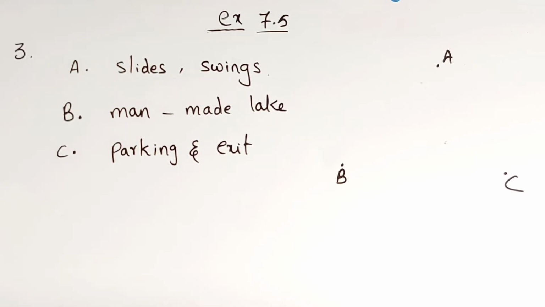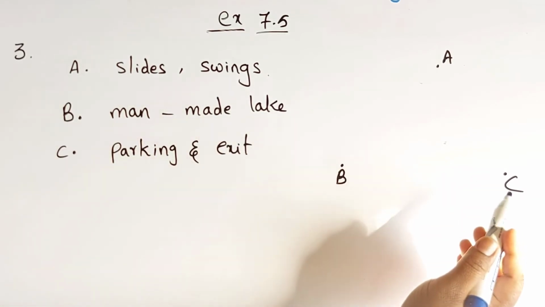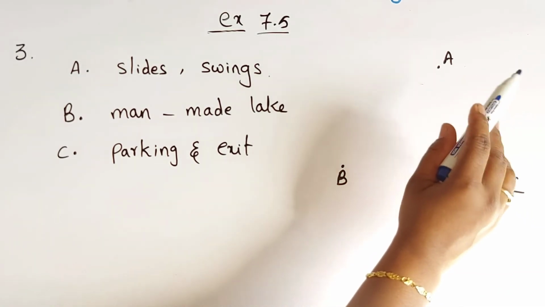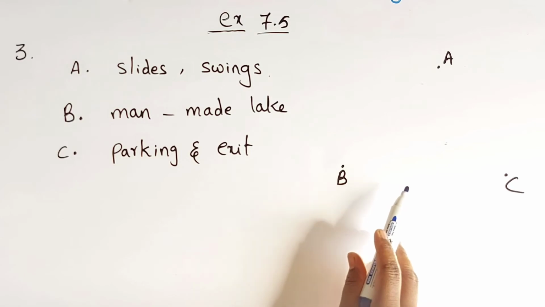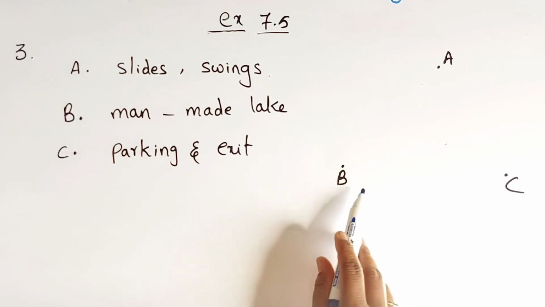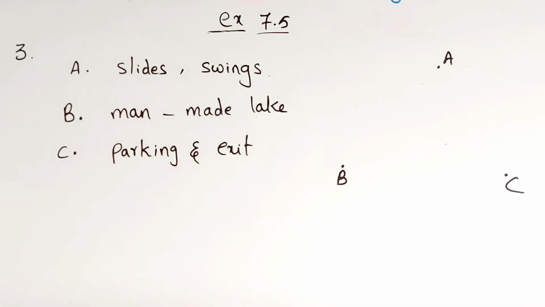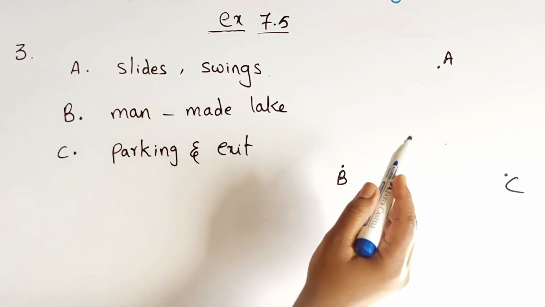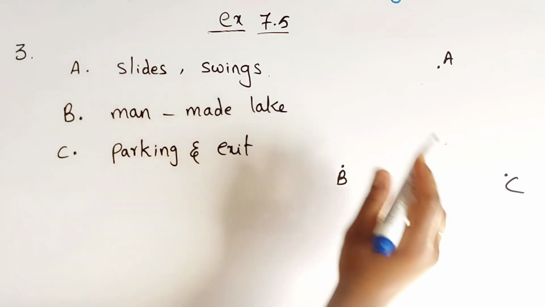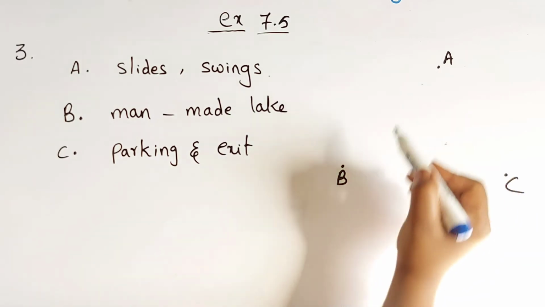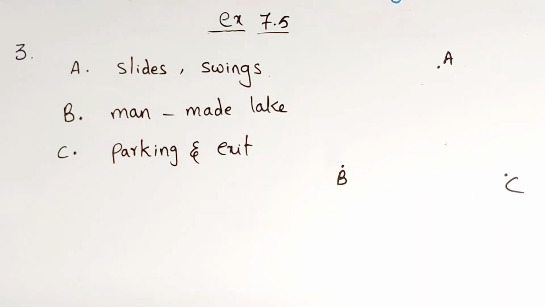Question 3, children. In a huge park, people are concentrated at three points. Point A, where there are different slides and swings for children. Point B, near which a man-made lake is situated. And point C, which is near to the large parking and exit. Where should an ice cream parlor be set up so that the maximum number of persons can approach it? Hint: the parlor should be equidistant from point A, point B and point C.